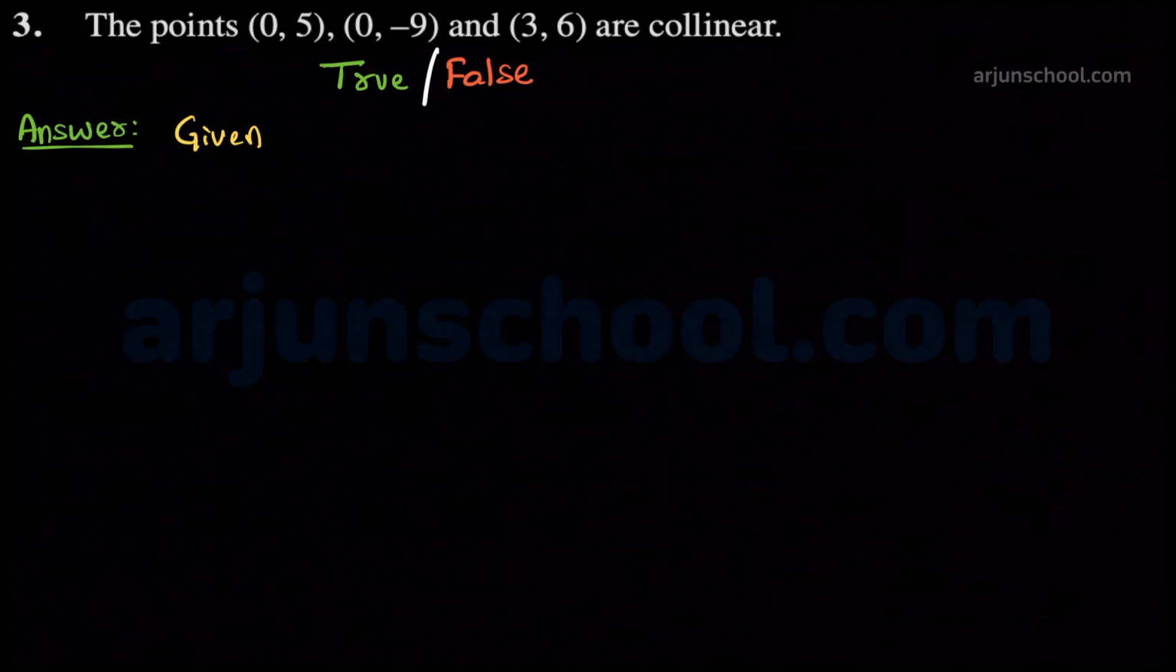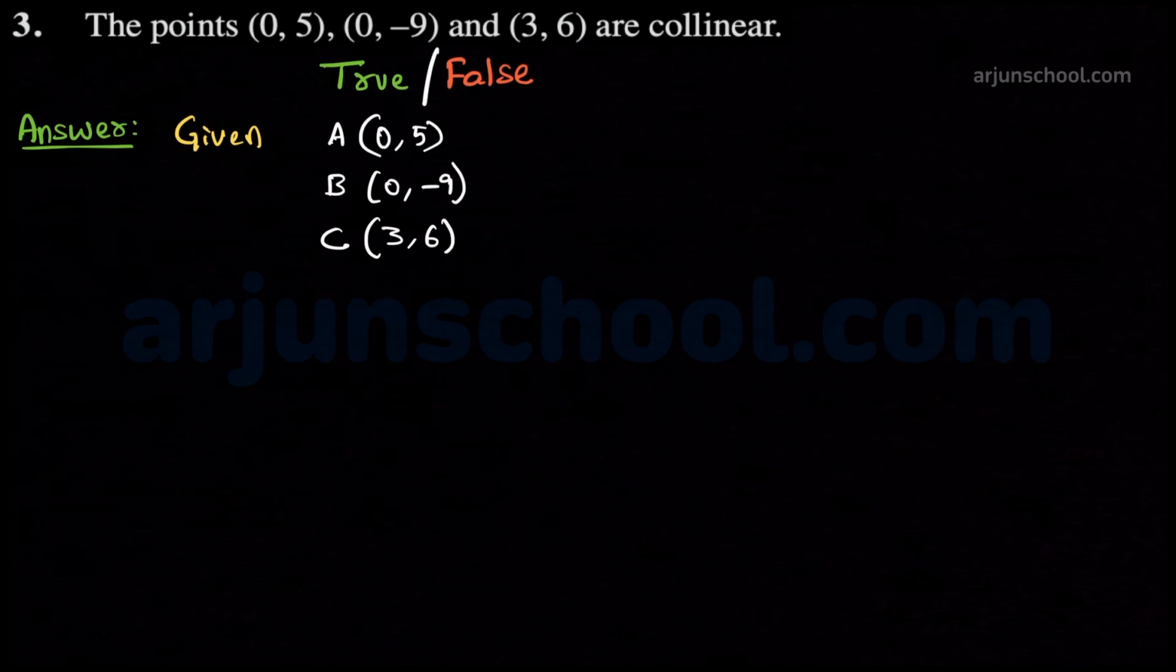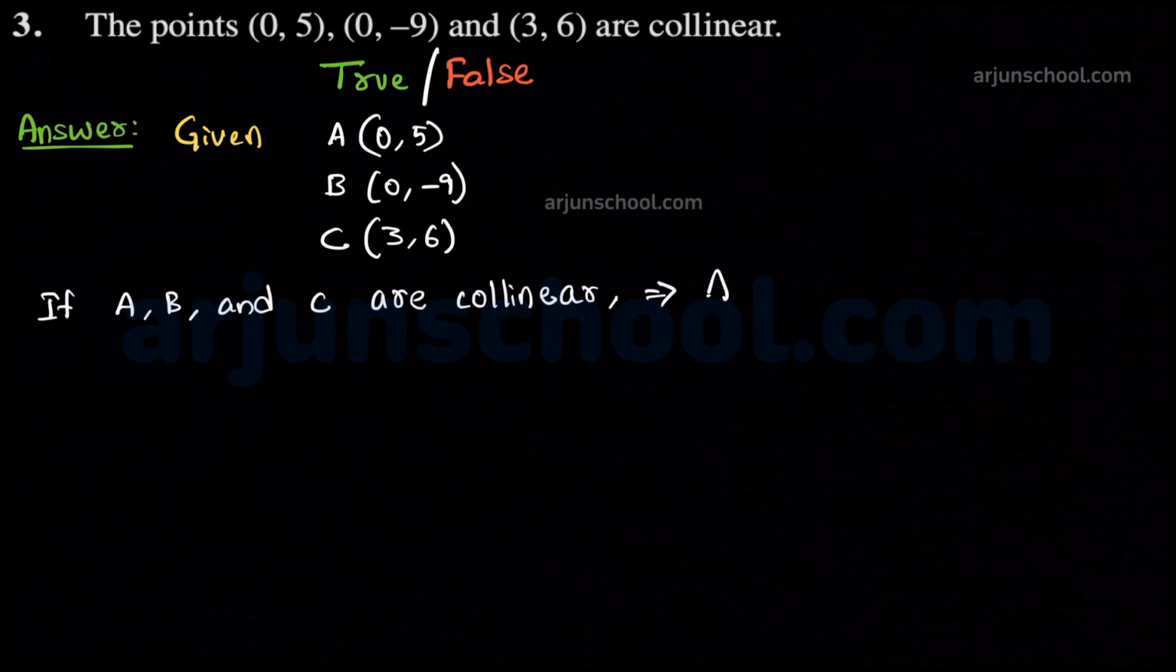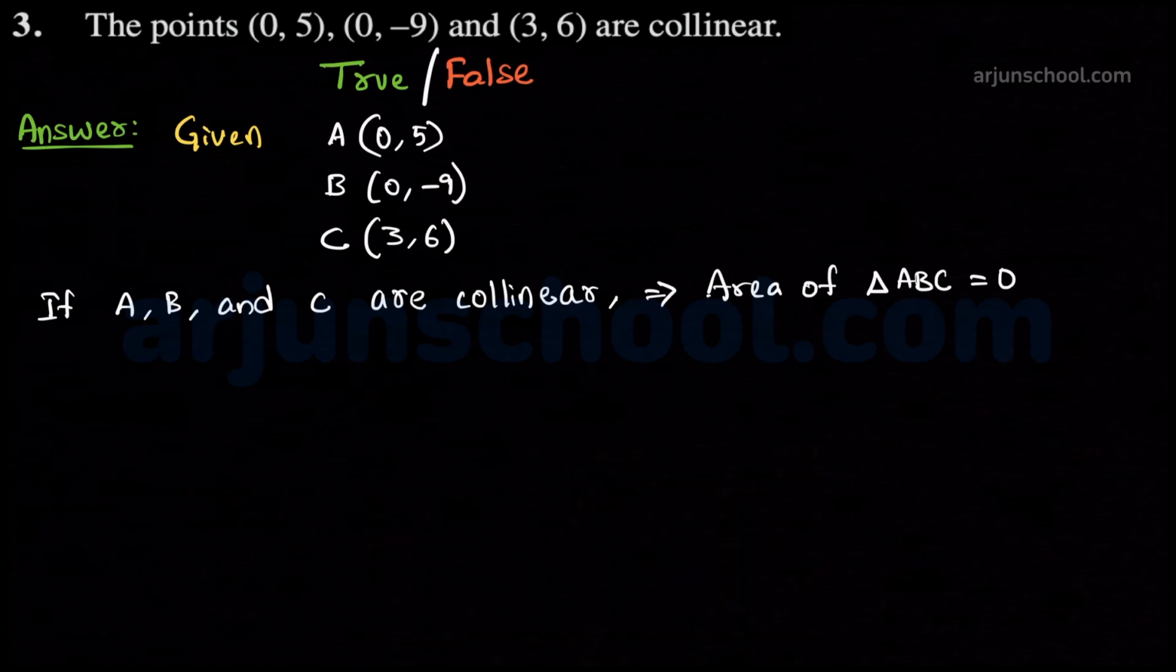We are given 3 points: (0, 5), (0, -9), (3, 6). Let us name these points A, B, C. If A, B and C are collinear points, what is the important property of collinear points? The area formed by these 3 points must be 0, which means the area of the triangle ABC must be 0. If we can verify this area, then we can say that the given statement is true. Otherwise, the given statement is false.